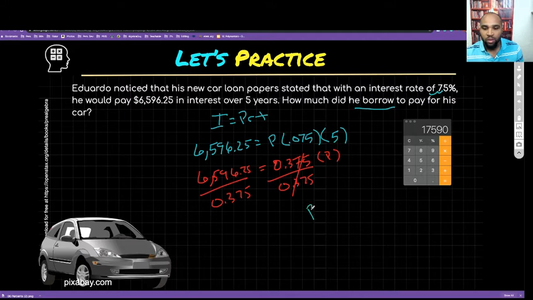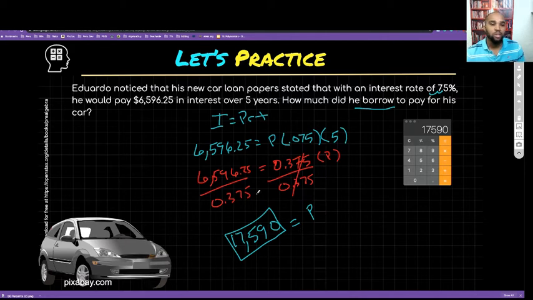So now we know that P, we started out with, is 17,590. So I thought so. It's a car. So that's how much he started at. The sticker price said this, but after 5 years with this interest, he's paid $6,000 in interest. Like, that's almost half of what the car is. So it's a third of what the car is in only 5 years.